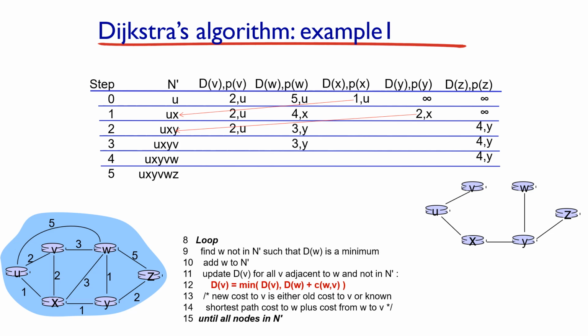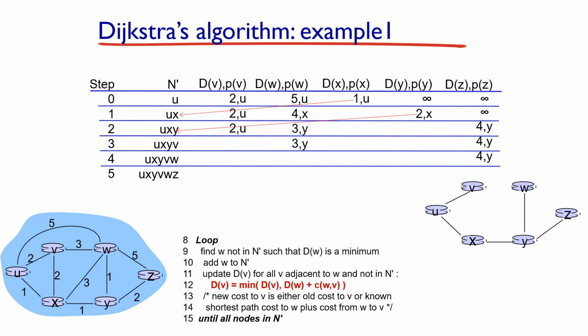Then again for d(w), the previous value is 4x. Is there a path from u to w through y? Yes, that is 1 plus 1 plus 1, 3y. Is 3y or 4x minimum? 3y is minimum, so it is copied down to the next row. We are not bothered about d(x) because x is already in the list of N dash, and y is already in the list of N dash, so these two rows are skipped.